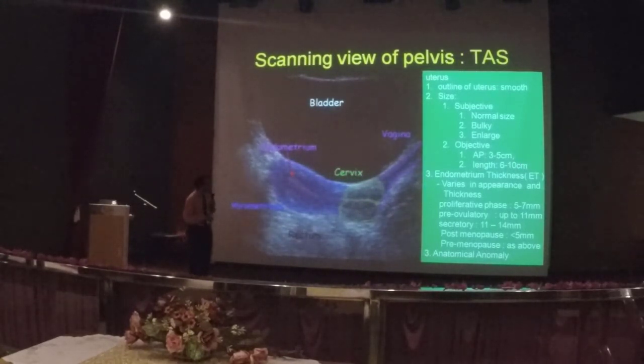Dr. Mazni has told you before, as summarized in this slide, if you have a postmenopausal lady and you do ultrasound, the endometrial thickness should be less than 5 mm. Pre-menopause, it varies between the phases of the menstrual cycle: 5 to 7 mm in proliferative phase, pre-ovulatory up to about 11 mm, and secretory phase between 11 to 14 mm. So then barulah kita pergi kepada detecting any anatomical anomaly.